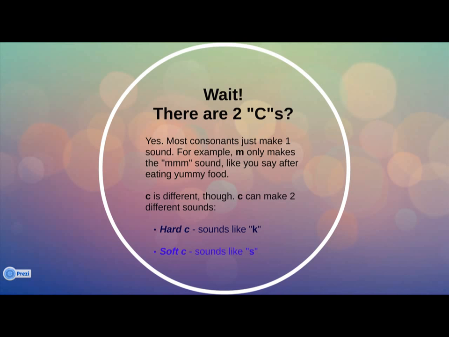The first one is the sound K, and this is the same sound as the letter K makes. We call this the hard C. But other times, C can make the sound S, which is the same sound as the letter S makes, and we call this the soft C.